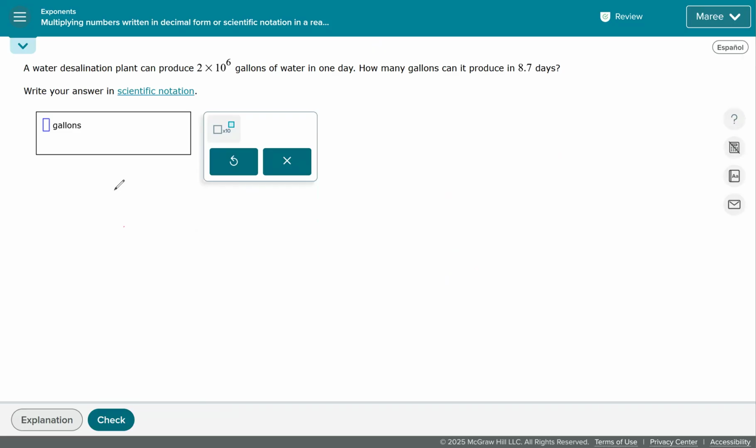This says a water desalination plant can produce 2 times 10 to the 6 gallons of water in 1 day. How many gallons can it produce in 8.7 days? So we have to do 8.7 times 2, which is 17.4. So we have 17.4 times 10 to the 6.